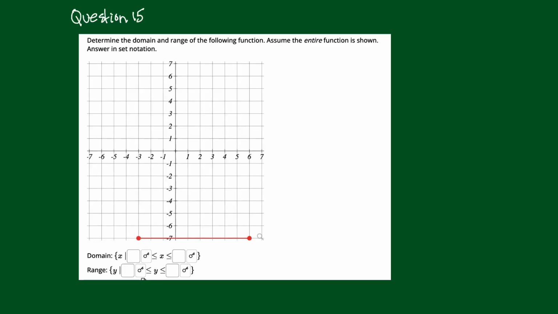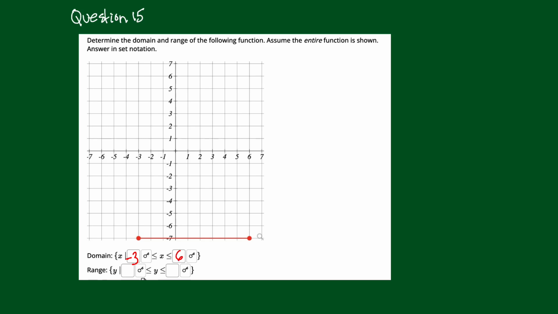Question 15, let's get the domain and the range. And it is a function. This is called a constant function. But you can see as I start here and I go along the curve, I'm always moving to the right. So it's going to be a function. It passes the vertical line test. Now, the domain, these are the horizontal values that you can put in and get a result. It starts at, what, -3, and they go continuously all the way through 6. So this is going to be from -3 all the way through 6.